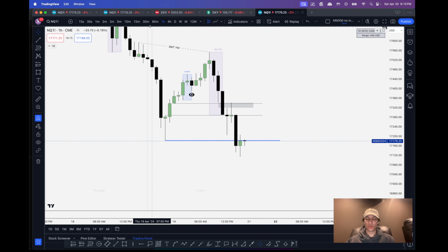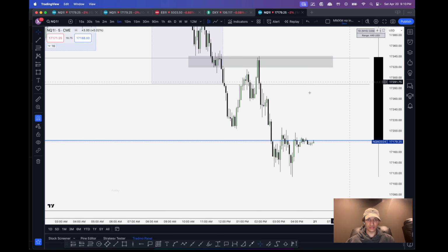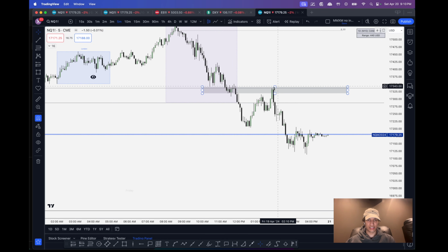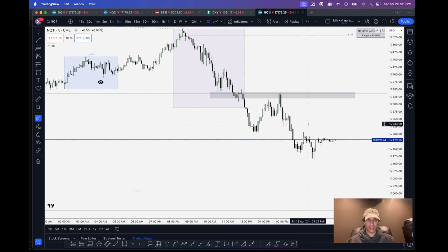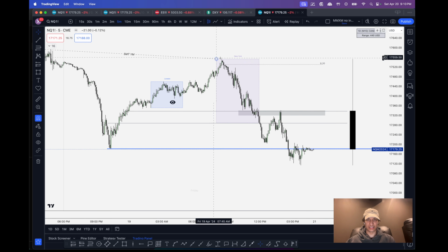So now, once we zoom in to the 5-minute, once we come back in the PM session and we retrace this internal range fair value gap, what we can do is frame this last distribution leg of this 5-minute market maker sell model. And what we actually want to do is frame this in context of the entirety of this market maker sell model that occurred throughout the day.